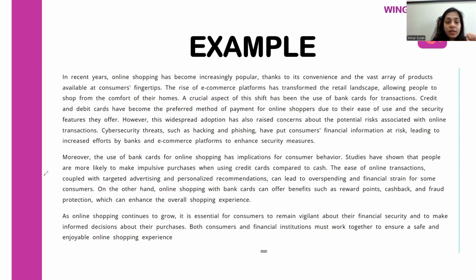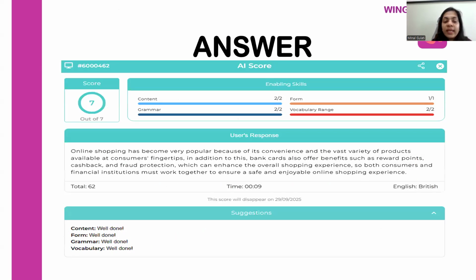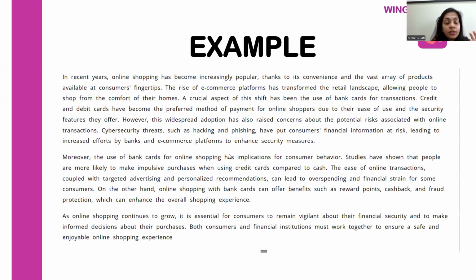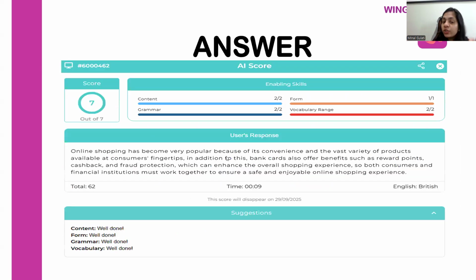So I have done this in this way. This is the answer to my question. Online shopping has become very popular because of its convenience and the vast variety of products available to consumers. Which line is it? From the paragraph, online shopping is very popular. I said online shopping is very popular because of, not thanks to, because of its convenience. So the main idea is online shopping is very popular because of its convenience and vast variety of products available. I just changed the word. And then I wrote in addition to this.